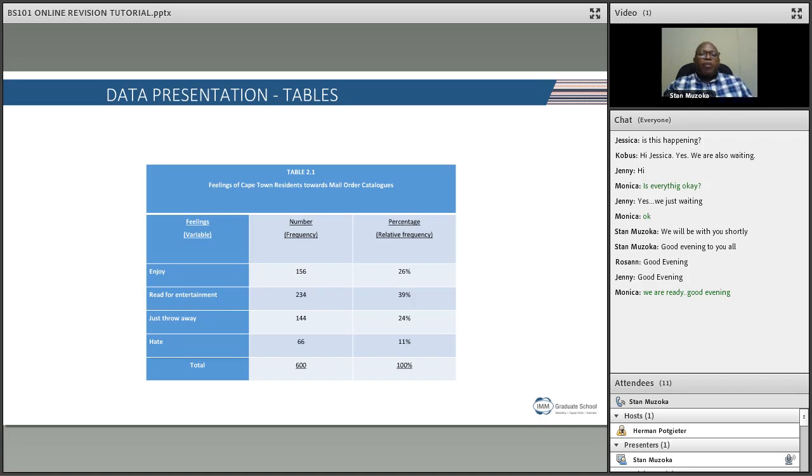You can standardize that by using relative frequencies, where you relate the frequency of that particular category to the total frequency. The frequency for enjoy is 156. If you divide that by 600 and multiply by 100, you are going to get 26%. In percentage terms, the standardized data now comes out much more clearly.